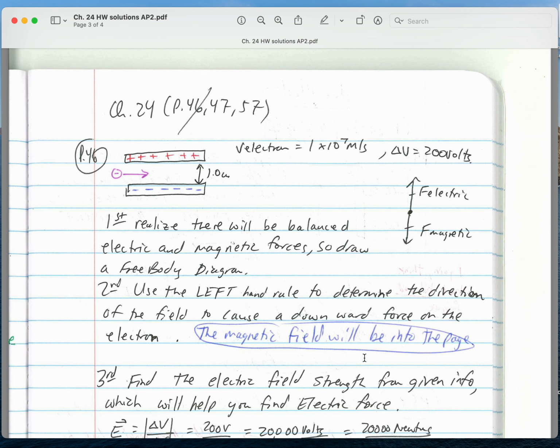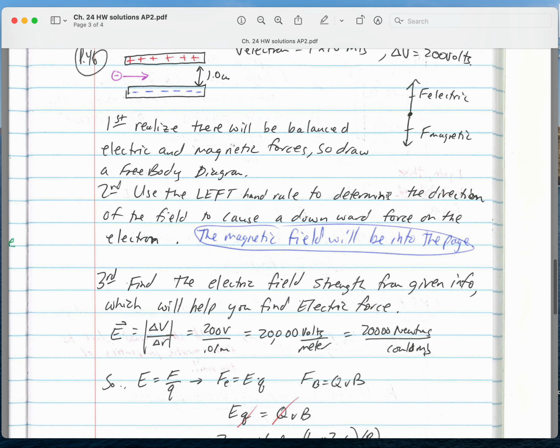Problem 46, another problem with balanced forces. So we've got an electron coming in here in an electric field. It's going straight to the right. Obviously that electron would be repelled from the bottom and attracted to the top, so there's an electric force up. Your goal is to have this electron go in a straight line, so therefore you need a magnetic force down. So the first thing is you've got to realize there's balanced forces. If it's an electron, we use the left-hand rule. And in order to get a magnetic force down, that means the magnetic field would be pointing into the page.